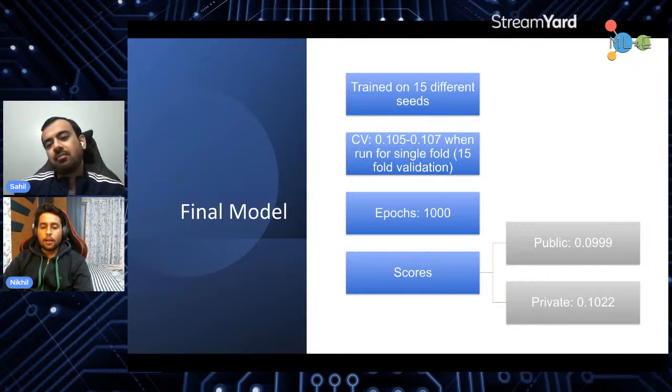Yeah. And finally, talking about our scores, we had a private LB score of 1022, which was 0.0999 in the public leaderboard, right? Do you want to add anything, Sahil?